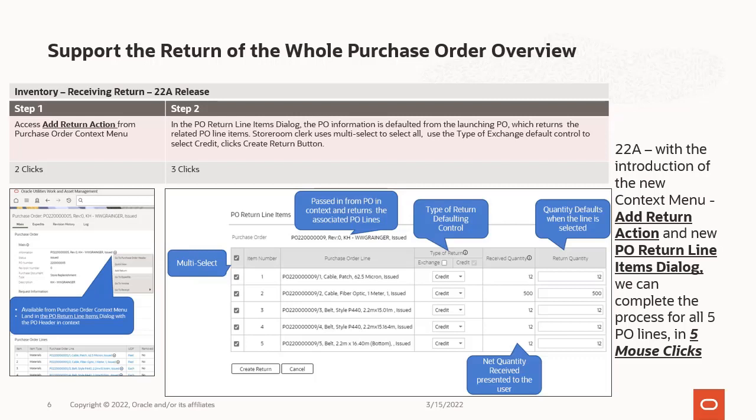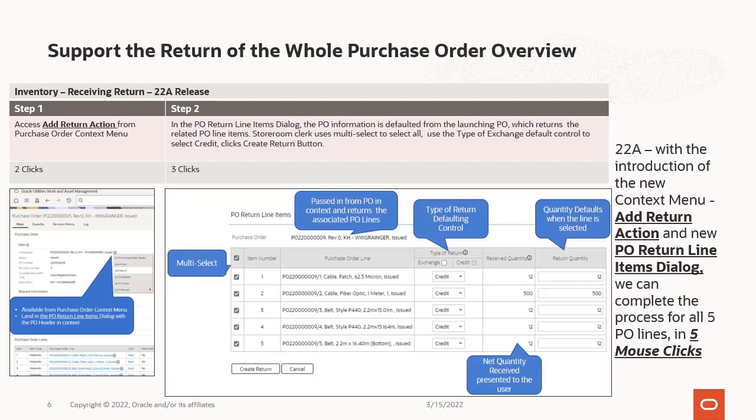The PO header information has been passed into the dialog and fetched all of the related purchase order lines. The dialog provides a multi-select capability to select all of the lines, a dynamic defaulting control for the type of return to be defaulted to each line, with line level control if needed. The quantity details for each line are visible, and if a line is selected, the received quantity defaults to the return quantity, which can be updated if a different quantity is to be returned.